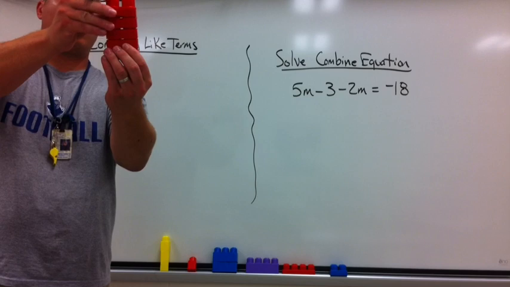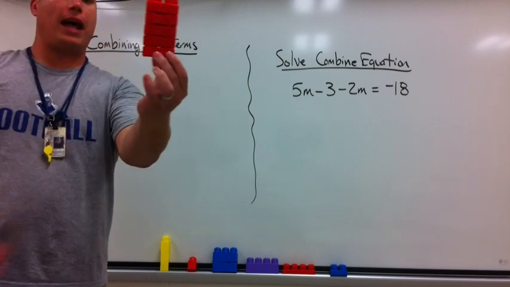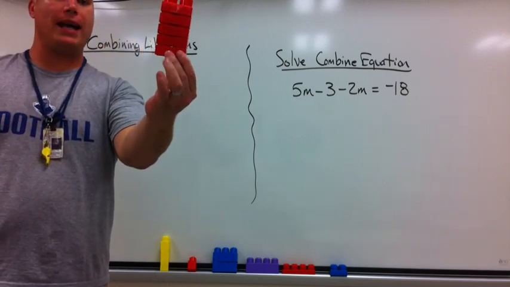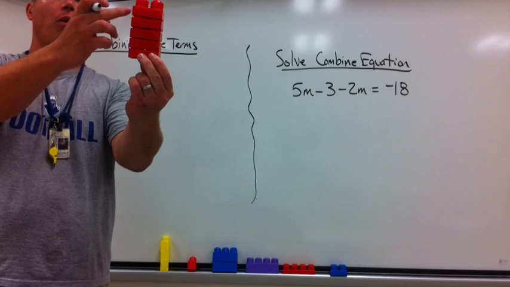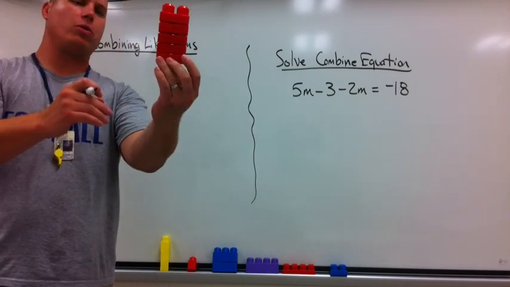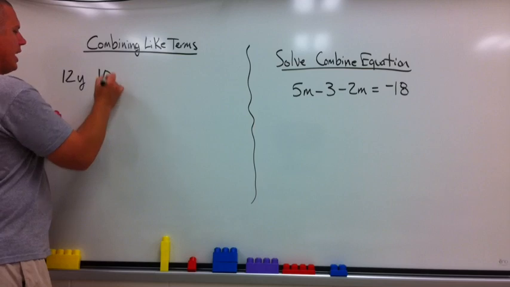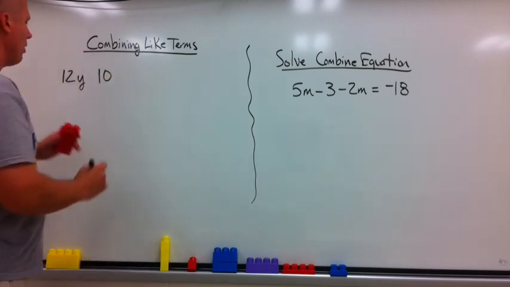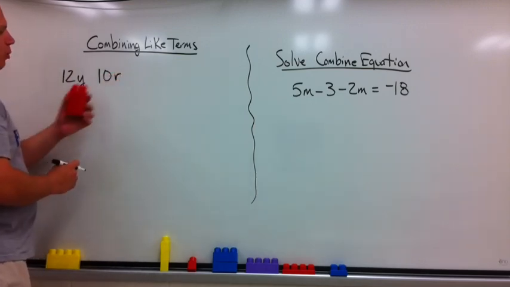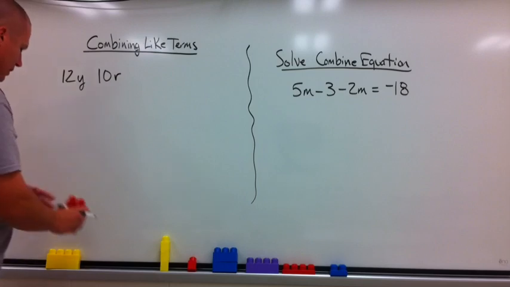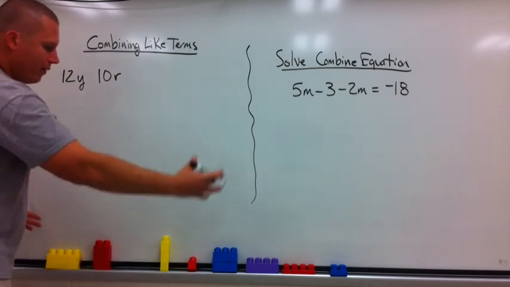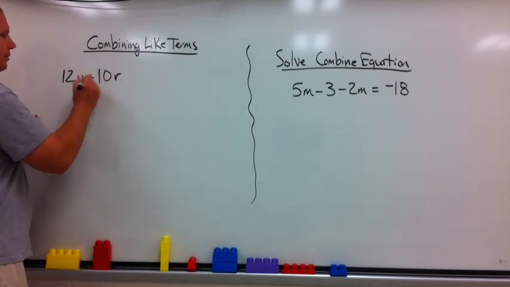I have that many groups of red, 2 pegs each. 1, 2, 3, 4, 5 groups of 2 gives me a total of 10. 10, and I'll call that R. R is the variable representing the color I have. I am going to join all of these together, so I'm going to do addition.